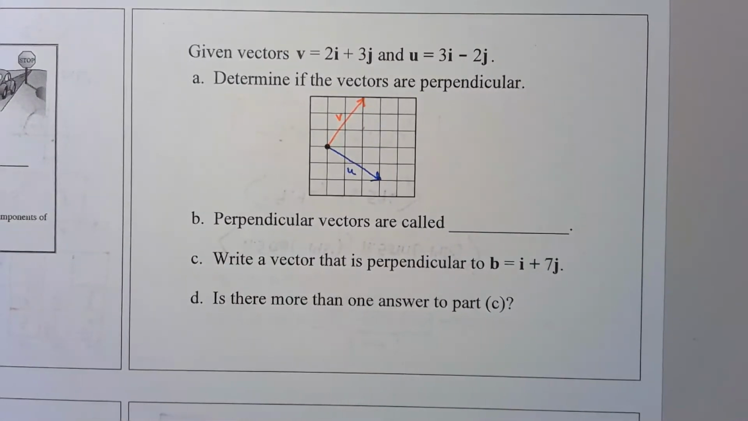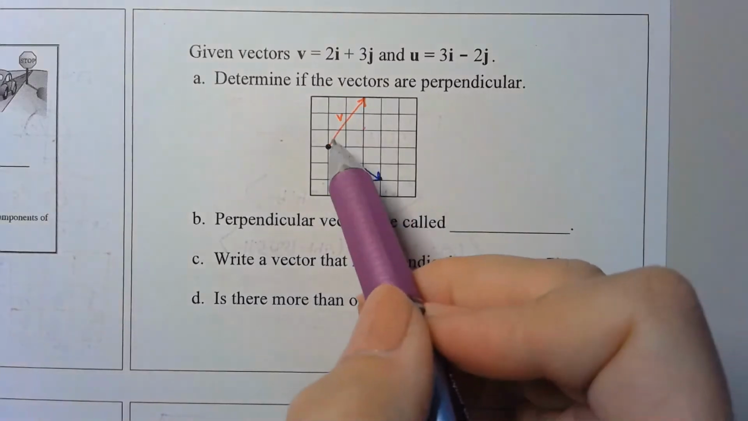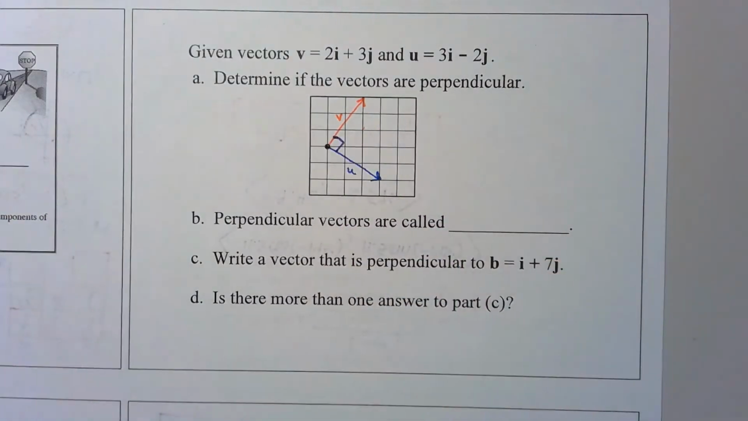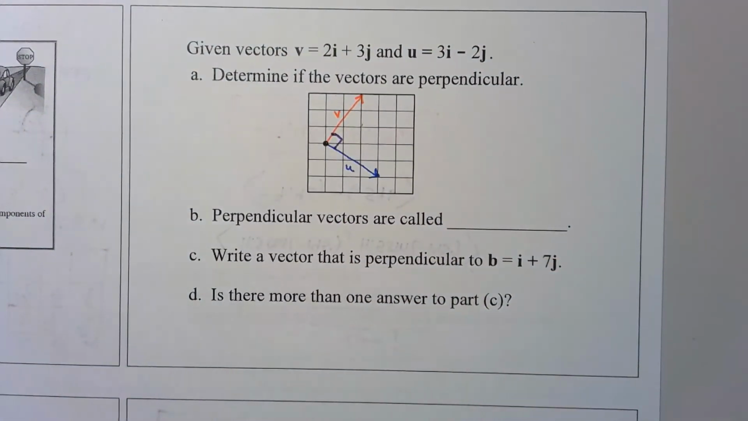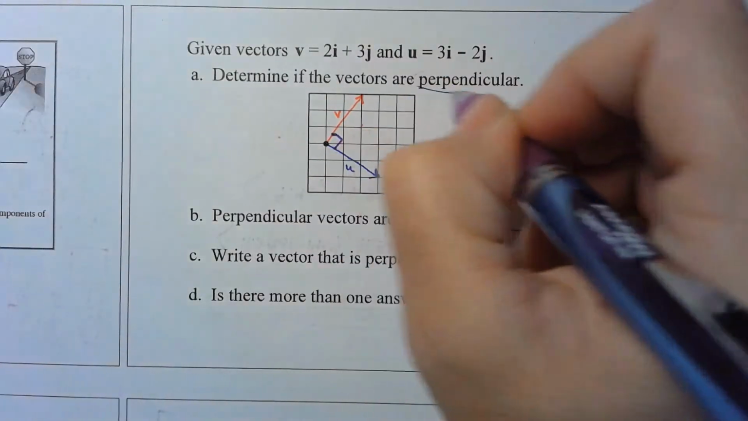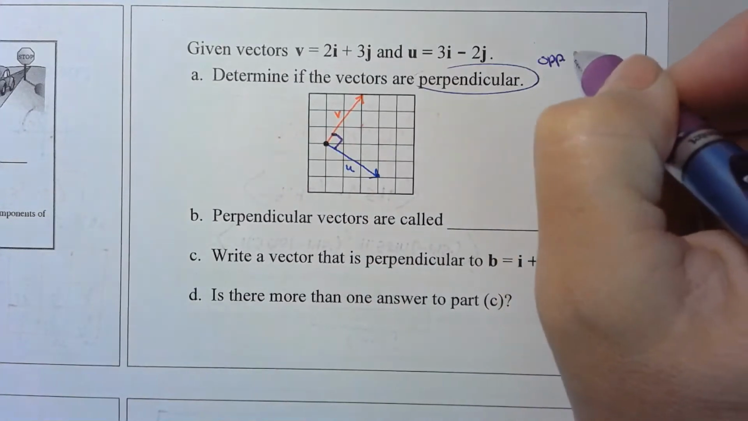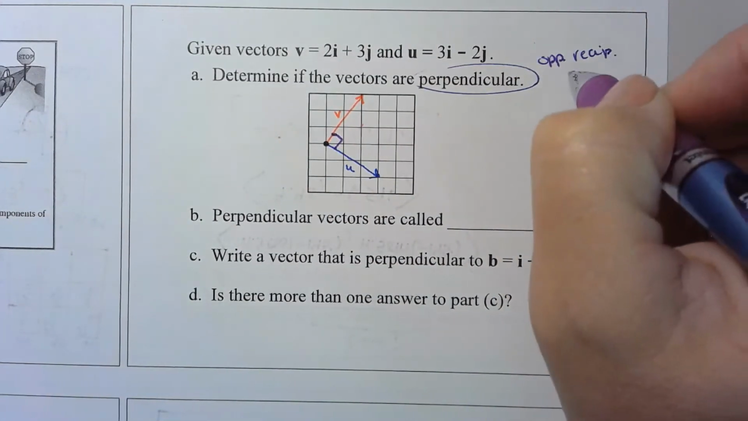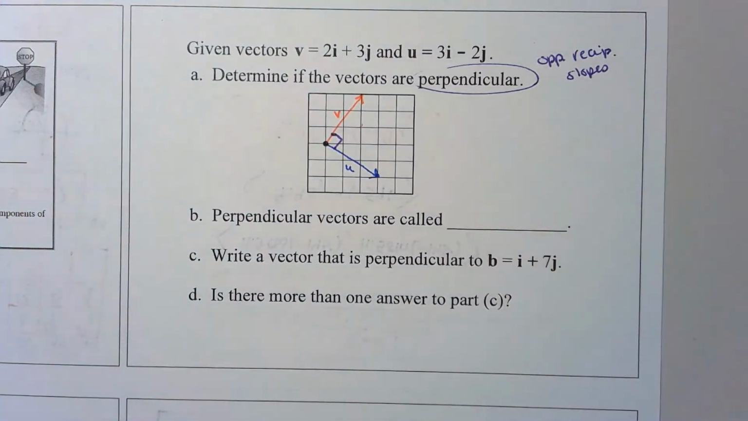It says determine if the vectors are perpendicular. Well, they look to be perpendicular, right? It looks like we've got a right angle, but we can't just go by looks now, can we? So let's think about what it means to have perpendicular lines. Remember how perpendicular lines have opposite reciprocal slopes? Now, I know these aren't lines, but they're line segments, so we can still think of the slope.